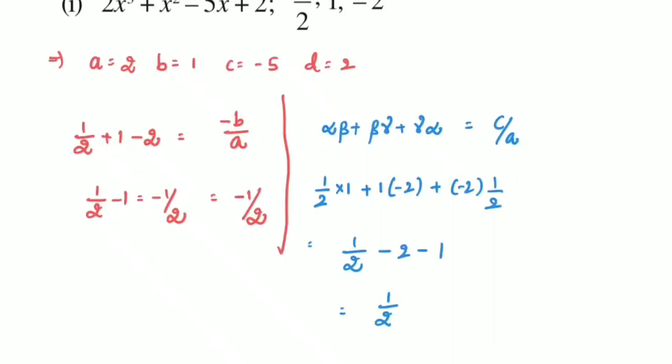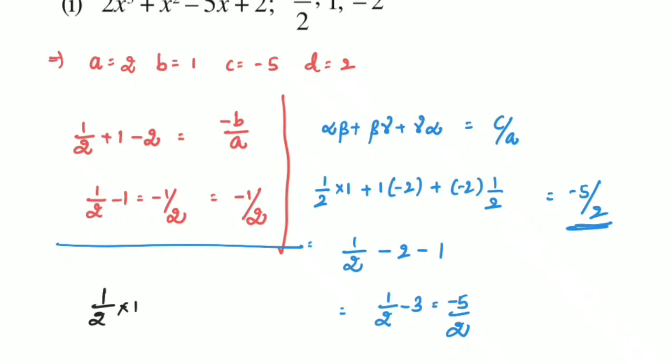So 1 by 2 minus 3 gives you minus 5 by 2. So c by a here is minus 5 by 2. Finally, we need to check the product. Write down the product as 1 by 2 into 1 into minus 2, that is minus 1. So product is minus d by a, that is minus 2 by 2, that is minus 1. So the relationship is also verified.